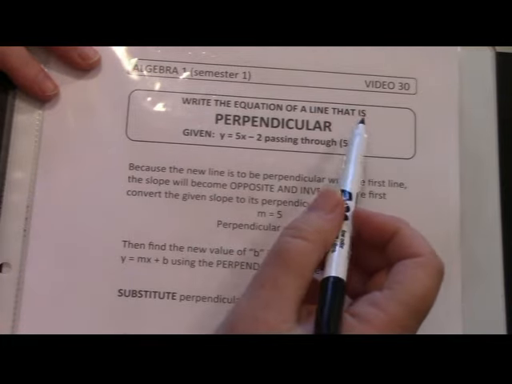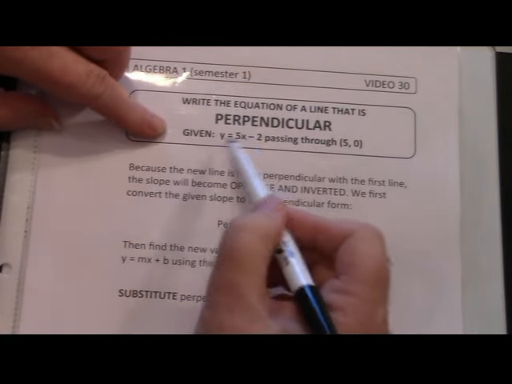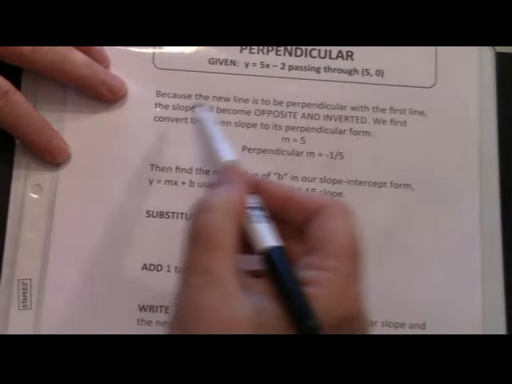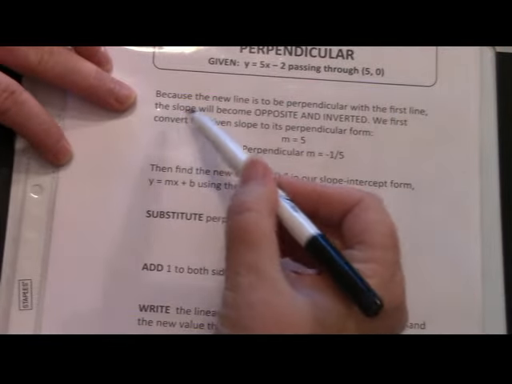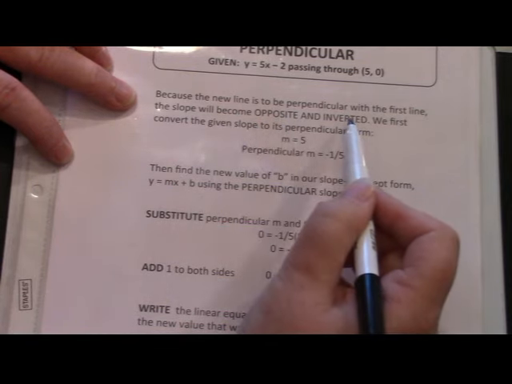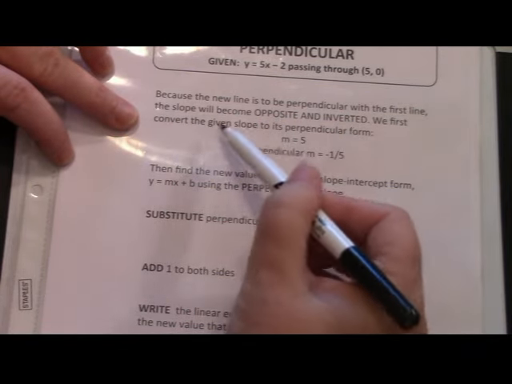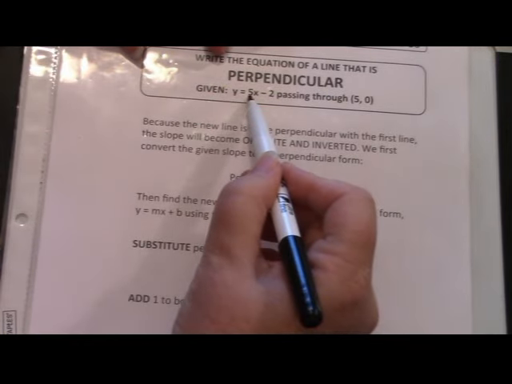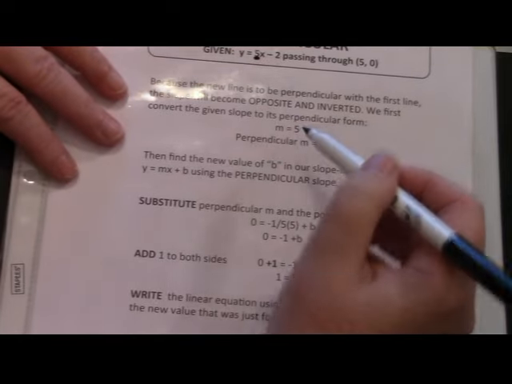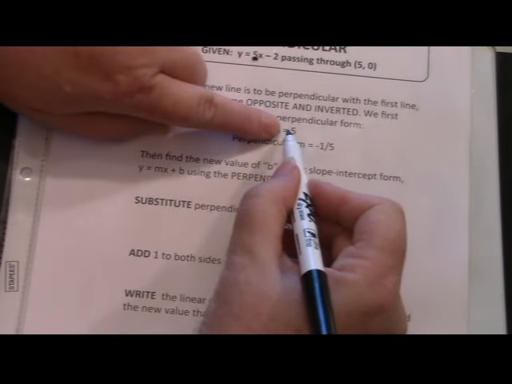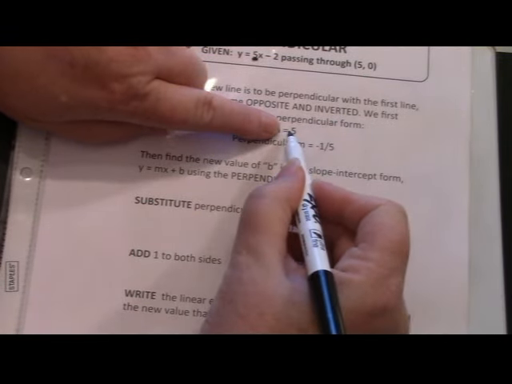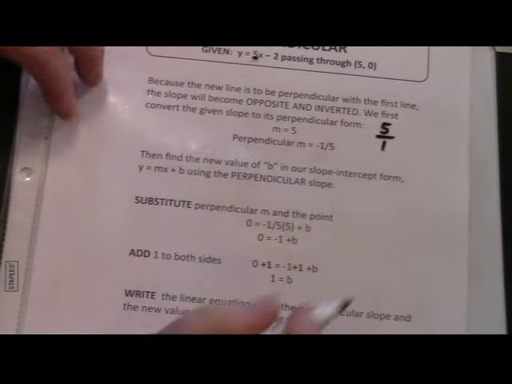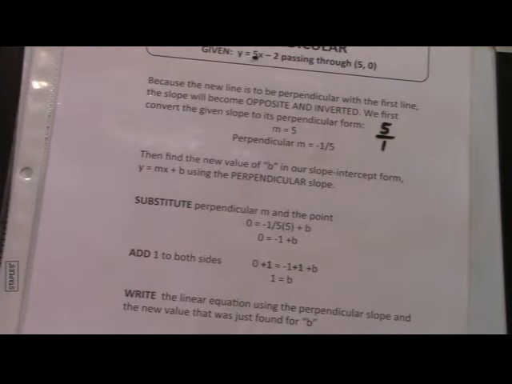We're going to write the equation of a line that is perpendicular to our given line and passes through this point, 5, 0. Because the new line is to be perpendicular with the first line, the slope will become opposite and inverted. So we first convert the given slope to its perpendicular form. Our given slope is 5. Where is that again? It's our m position in our equation. It is 5. Opposite of positive is negative, and the opposite of 5 is 1/5, because remember 5 can be written like that. Invert, flip it over, we end up with 1/5.